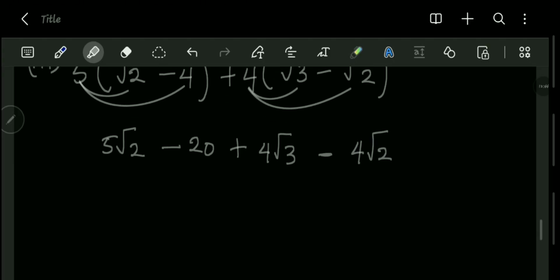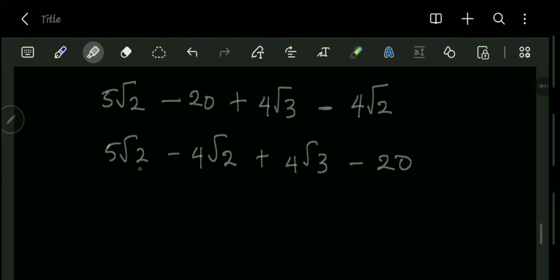And if you work closely, are they like terms? Of course they are like terms. This is a like term, it's having root 2 inside. This is also a like term because it's having root 2 inside. So if I collect my like terms, I'm having something that looks like 5 root 2 minus 4 root 2 plus 4 root 3, right? I'm collecting the roots together. Then minus 20 stayed as the end because it's a whole number. You understand? So since these are like terms, I can treat this together.